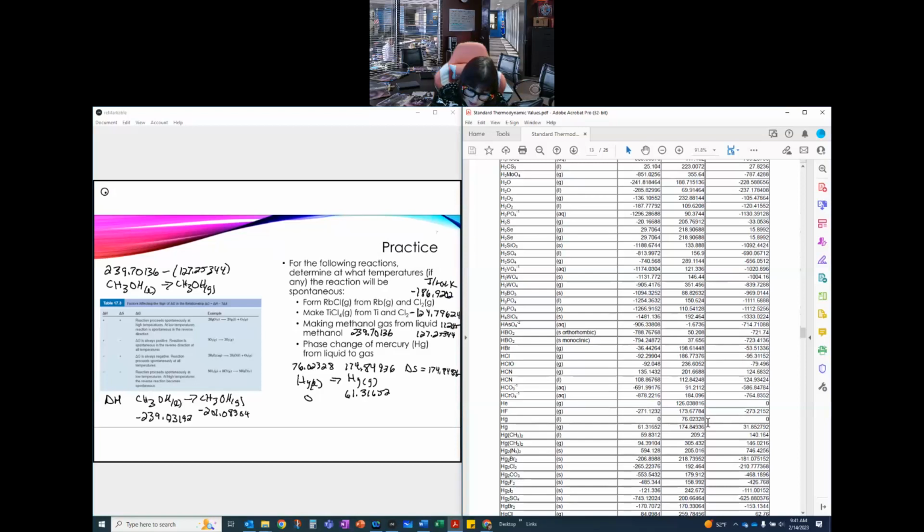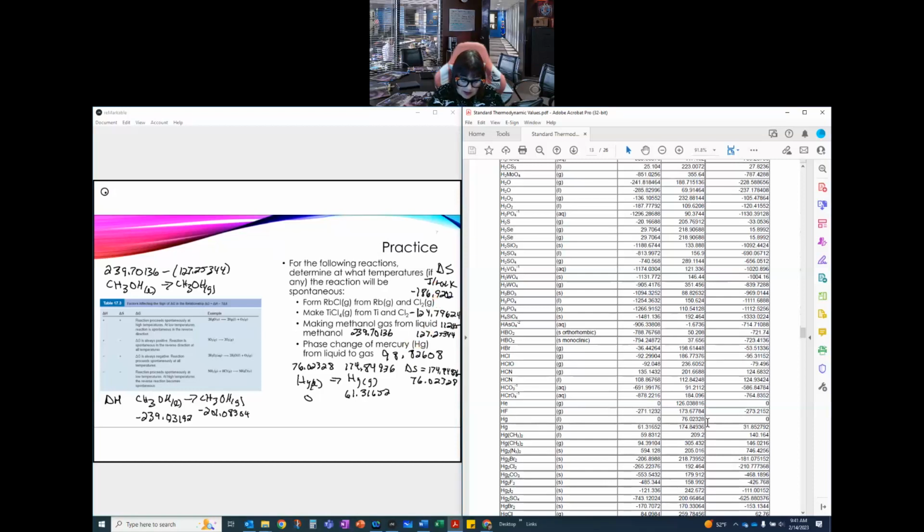174.84936 minus the 76.02328, and again there's 1 mole of each, so 174.84936 minus 76.02328. That gives me positive 98.82608. And again, that's joules per mole Kelvin. So those are all my delta S values over here on this side.